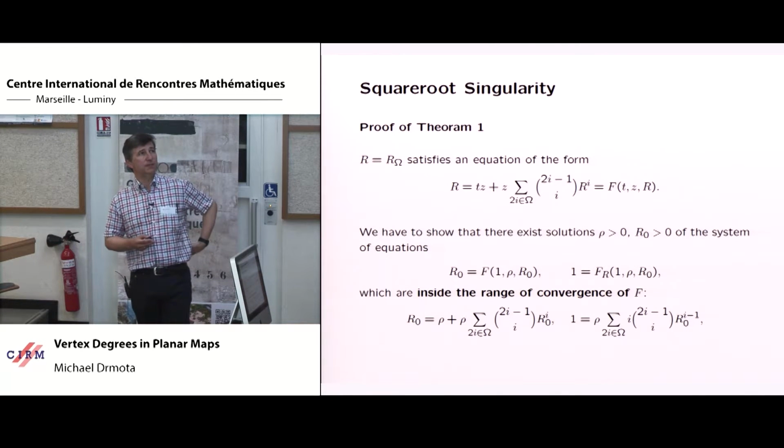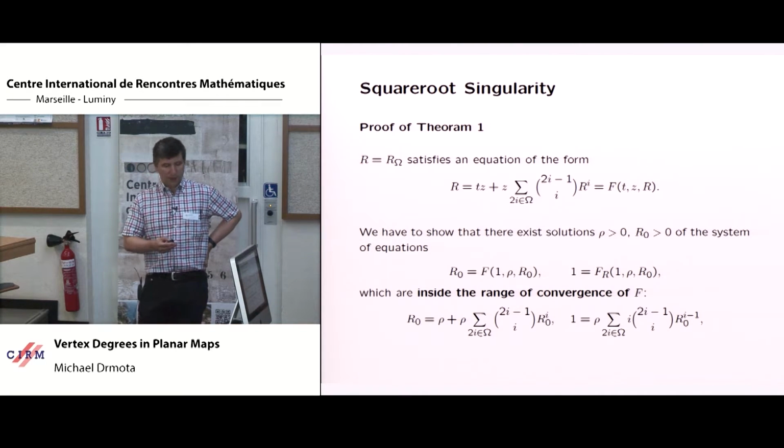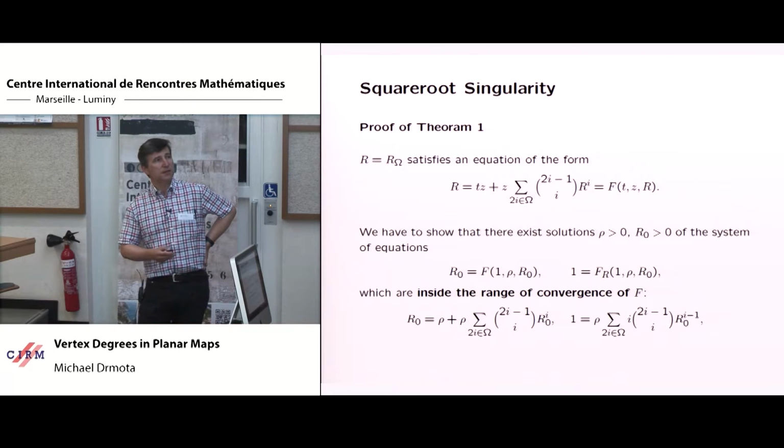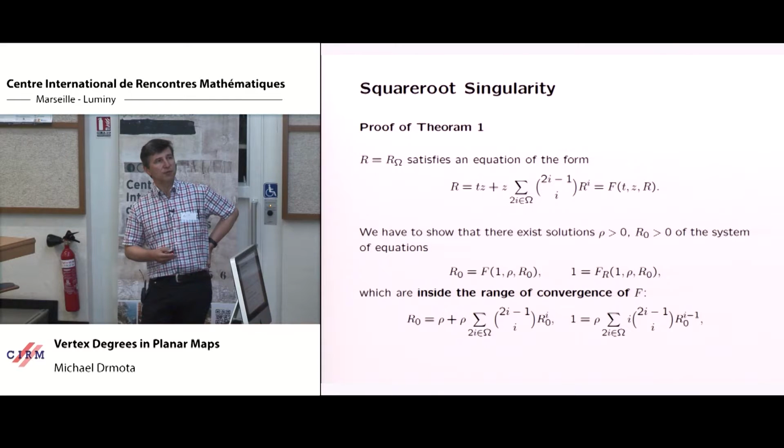So let's make it very specific. So we have this functional equation. We have to solve this system here. This is just the same as this. And if you write it back, I get this thing here. And actually it turns out that we can formally eliminate the rho, because it only appears linearly, so we can eliminate, and we get just one equation for R0. Okay, and if we have R0, we can, from the second equation, get back rho.